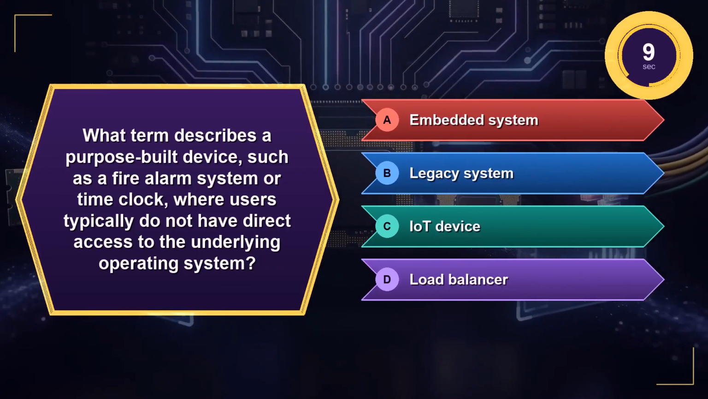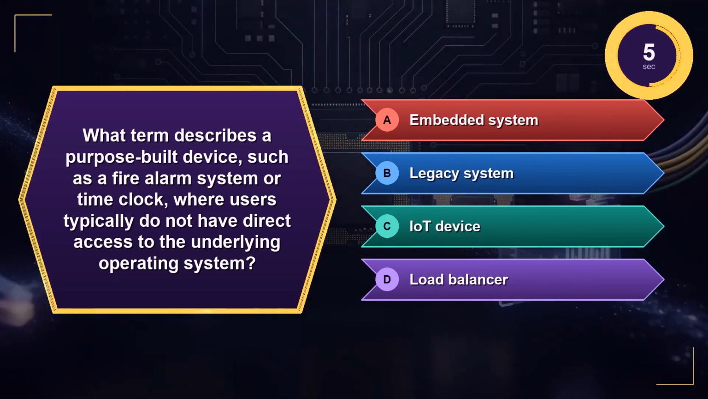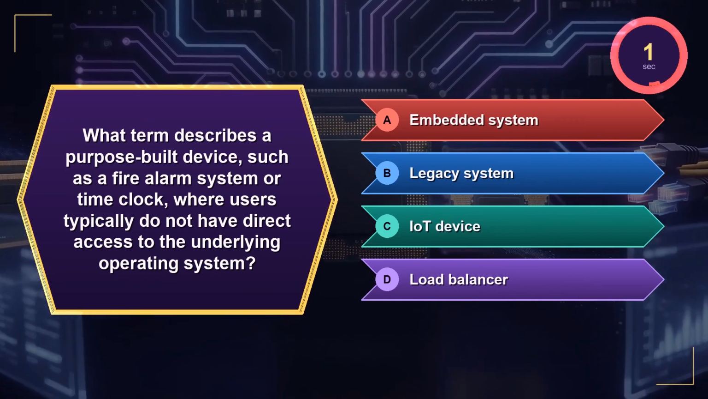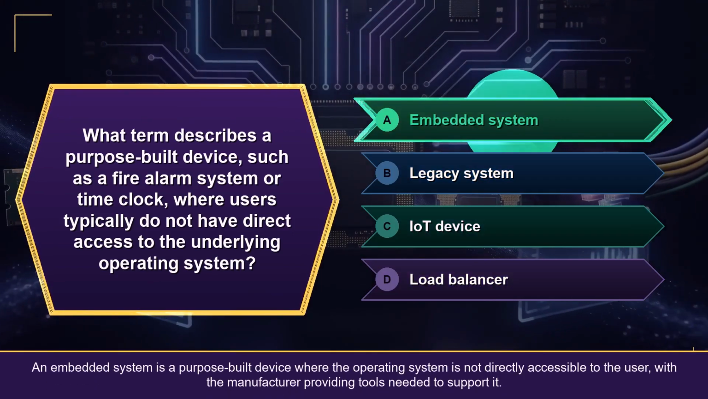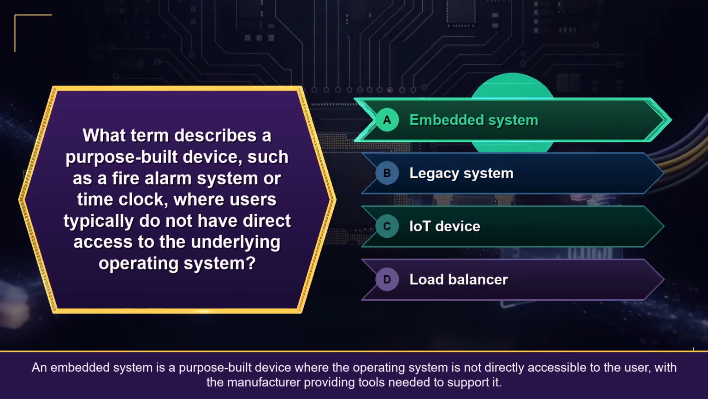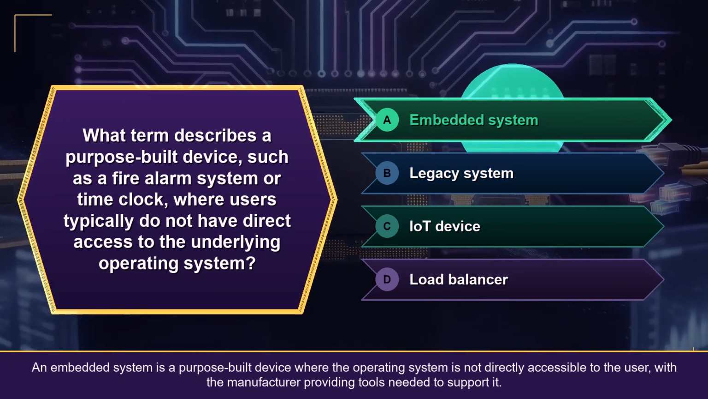What term describes a purpose-built device, such as a fire alarm system or time clock, where users typically do not have direct access to the underlying operating system? An embedded system is a purpose-built device where the operating system is not directly accessible to the user, with the manufacturer providing tools needed to support it.